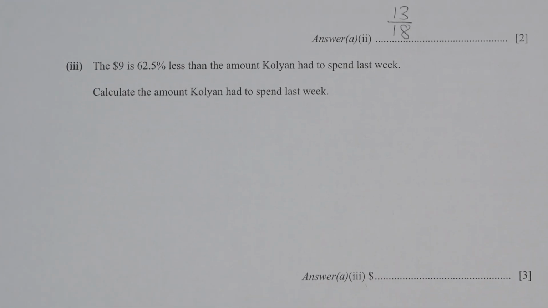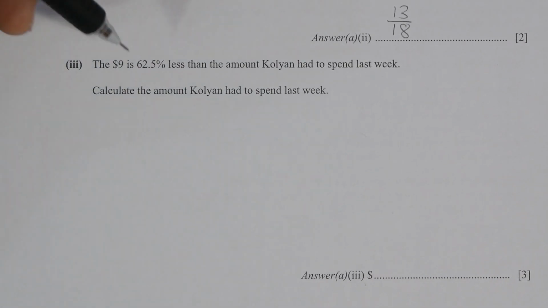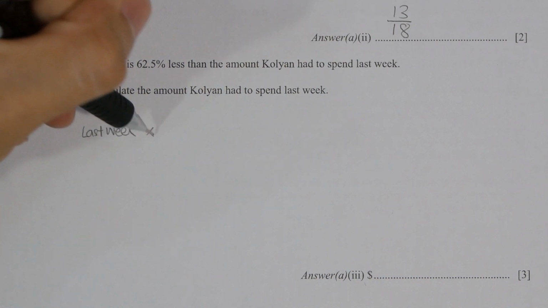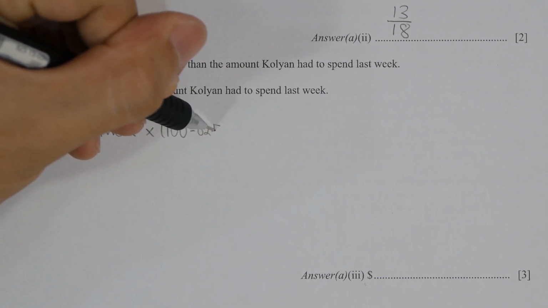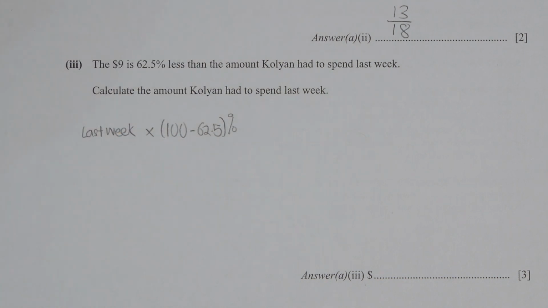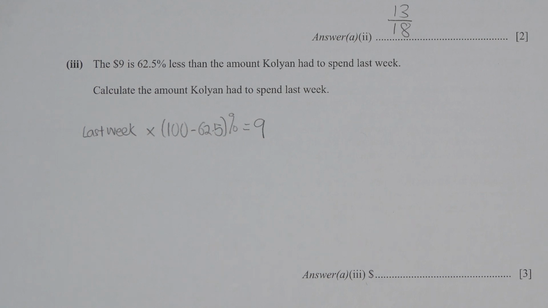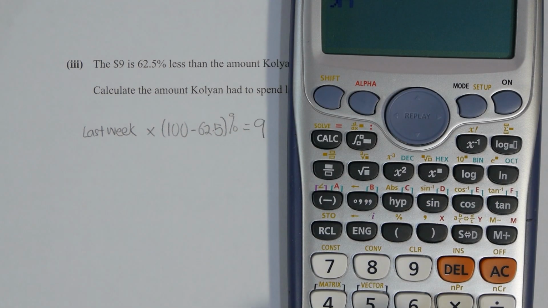So this 9 is actually 62.5% less than last week. So last week times 100% minus 62.5% equals 9. So last week's spending, after the calculation, is actually 24.